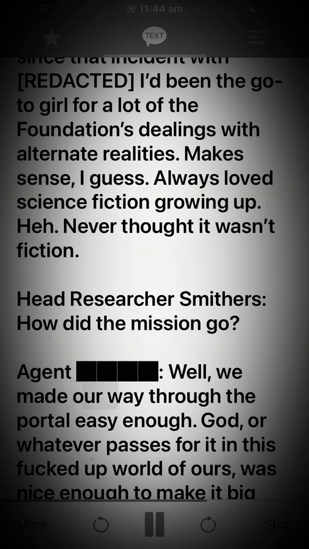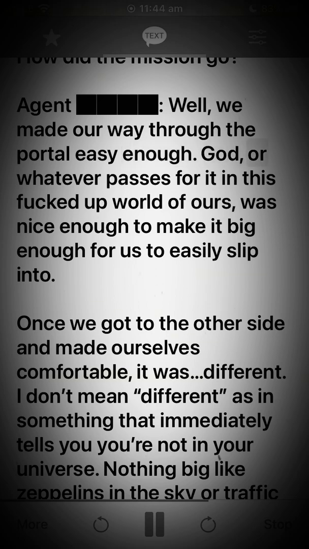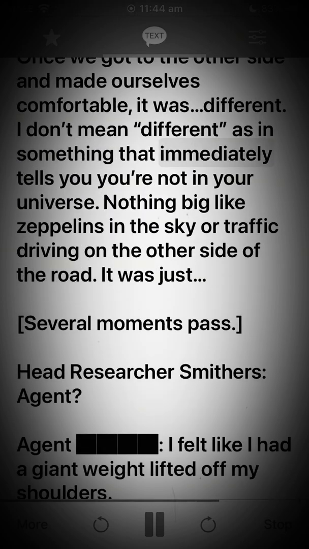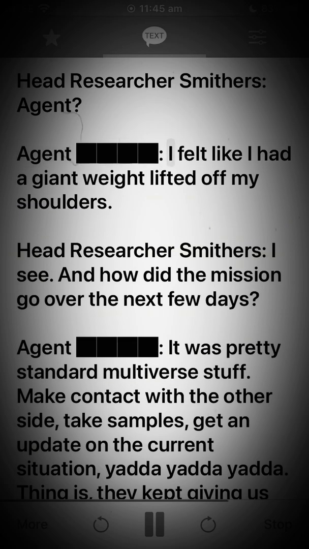Agent: Well, we made our way through the portal easy enough. God, or whatever passes for it in this messed up world of ours, was nice enough to make it big enough for us to easily slip into. Once we got to the other side and made ourselves comfortable, it was different. I don't mean different as in something that immediately tells you you're not in your universe. Nothing big like zeppelins in the sky or traffic driving on the other side of the road. It was just several moments pass. Head Researcher Smithers: Agent? Agent: I felt like I had a giant weight lifted off my shoulders. Head Researcher Smithers: I see. And how did the mission go over the next few days?